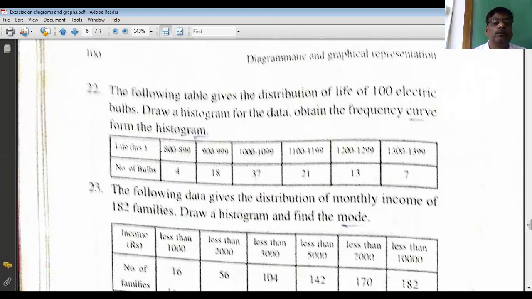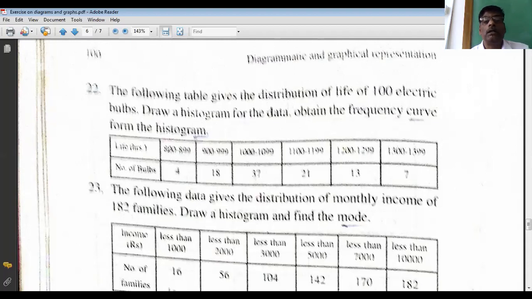So the first class is 799.5 to 899.5, and the second category is 899.5 to 999.5. Like this you have to make the classes. This type of problem I will solve in the calculation of mode, and afterwards you solve this problem. Okay.